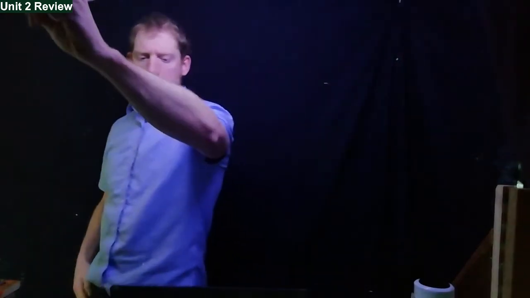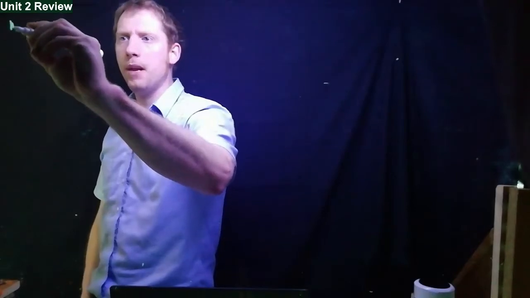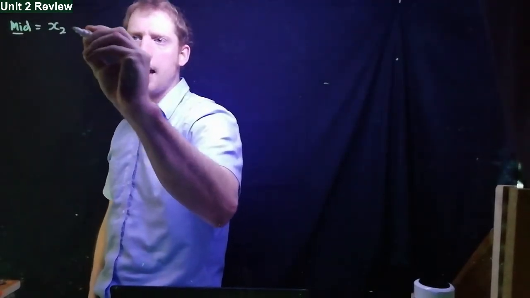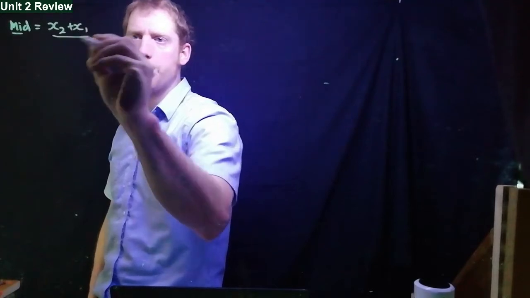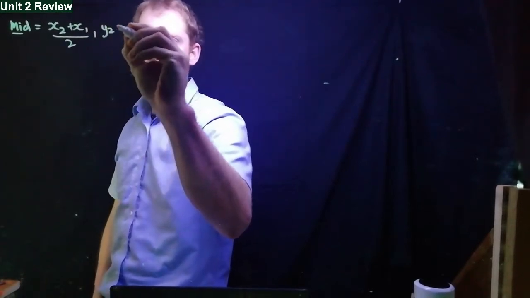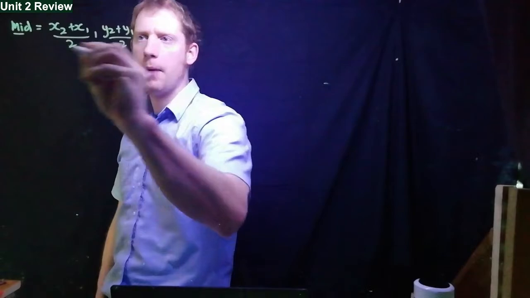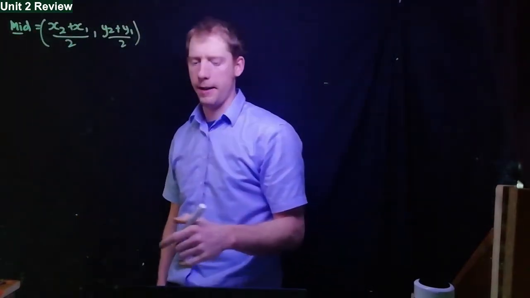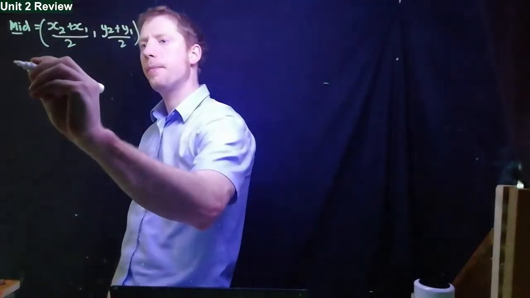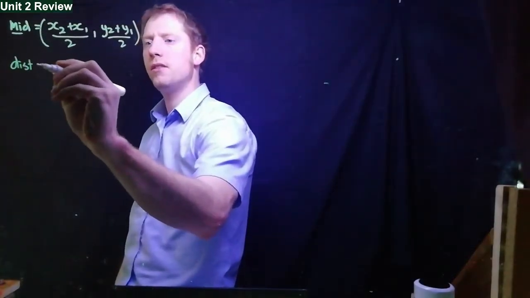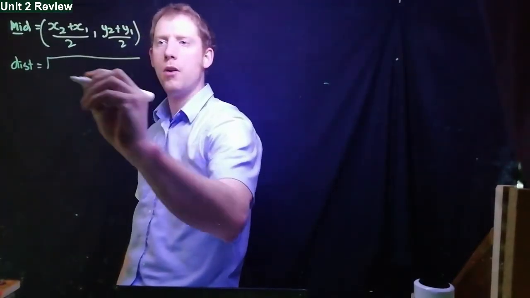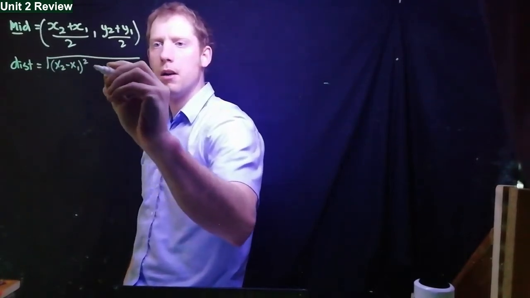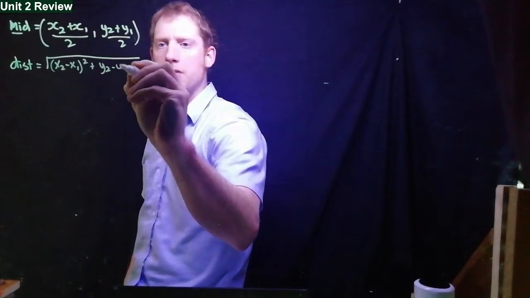You need these equations. We need to know the midpoint. The midpoint is: you add your x coordinates, divide by 2, you add your y coordinates, divide by 2. The midpoint of a line segment you need to be able to calculate. The distance of a line segment is equal to the square root of x2 minus x1 squared plus y2 minus y1 squared.